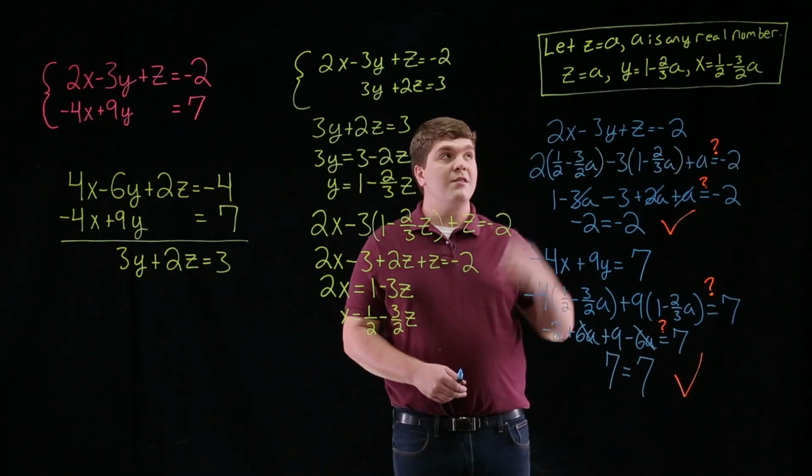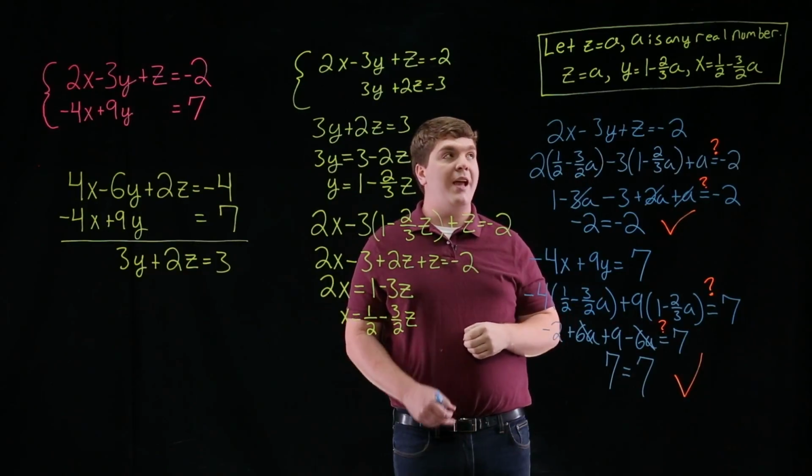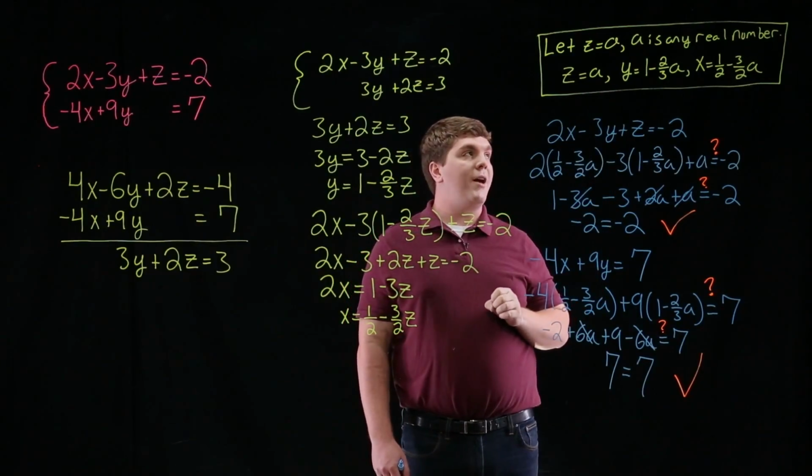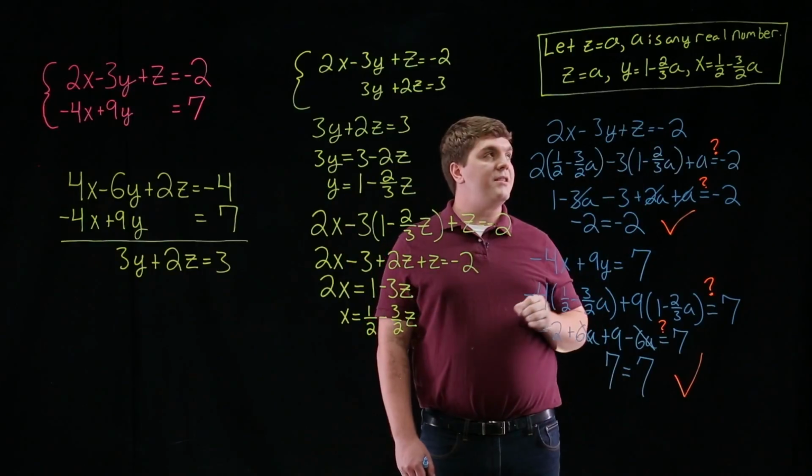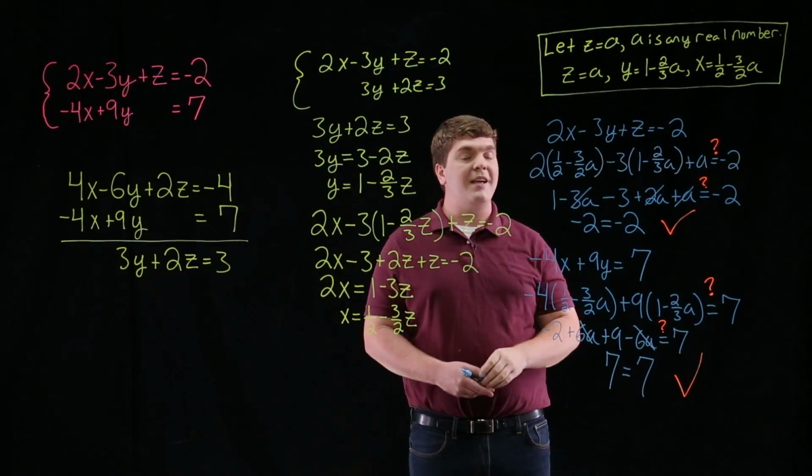So the solution to the system is z equals any real number a, y is equal to 1 minus 2/3 a, and x is equal to 1/2 minus 3/2 a.